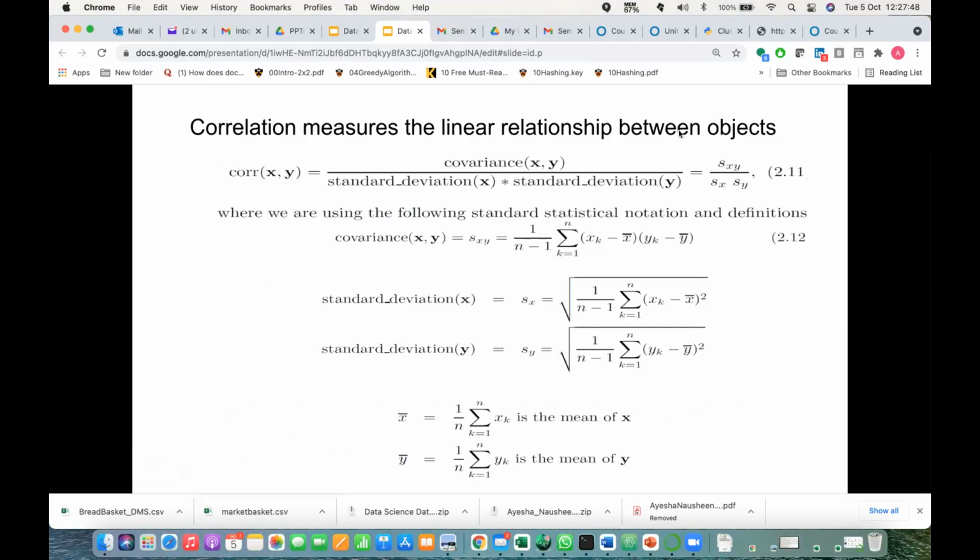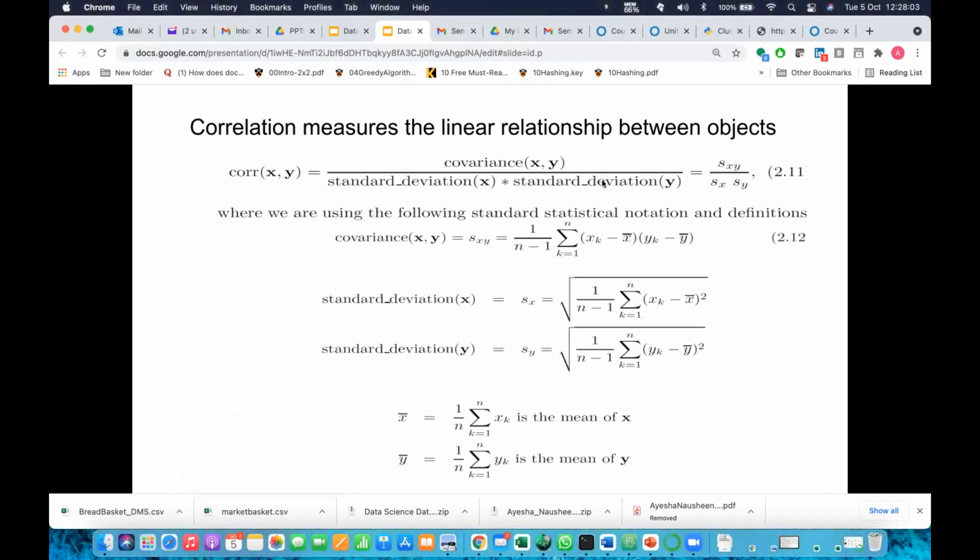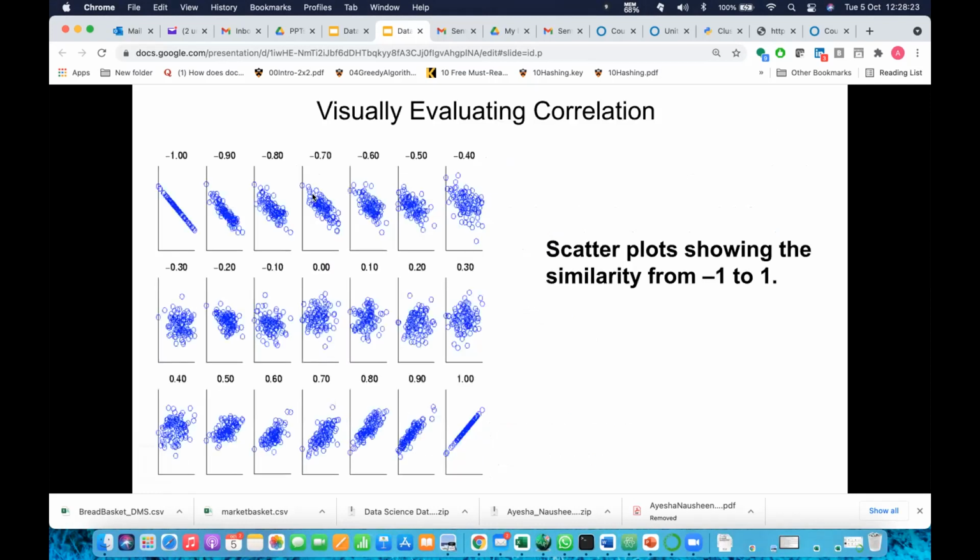Correlation measures the linear relationship between objects. These are statistical measures. If two vectors are given, then we can find the correlation of X and Y. That is defined as covariance of XY, with standard deviation of X multiplied by standard deviation of Y in the denominator. Those are also represented as SXY, SX, SY. Then there are formulas to compute SX, SY, and SXY, and how to compute the means X bar, Y bar. Formulas are given here. Once you compute them, you can compute the correlation of XY.